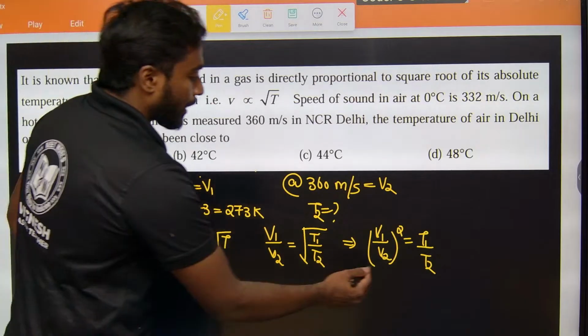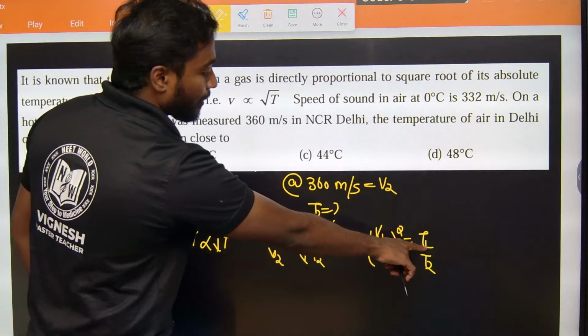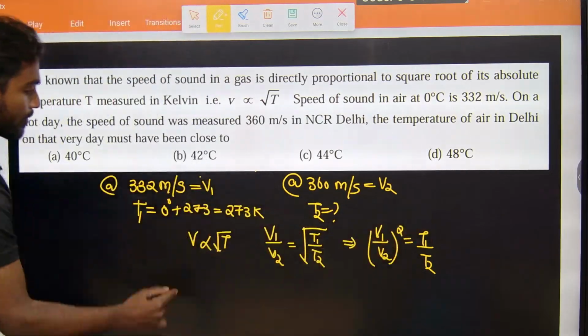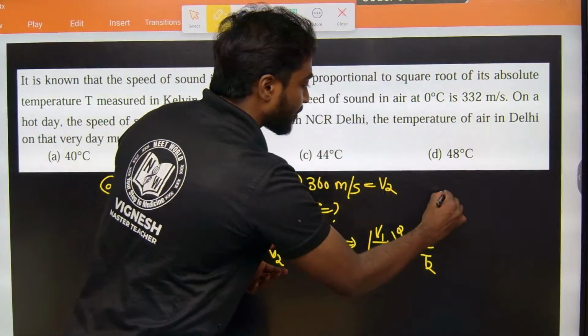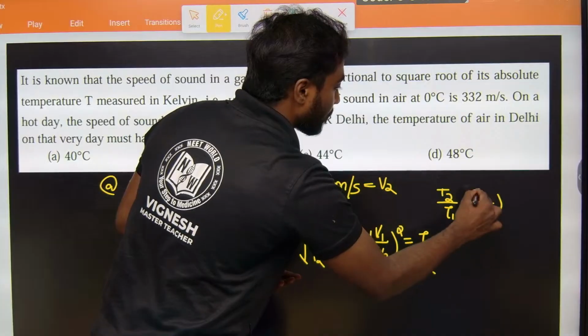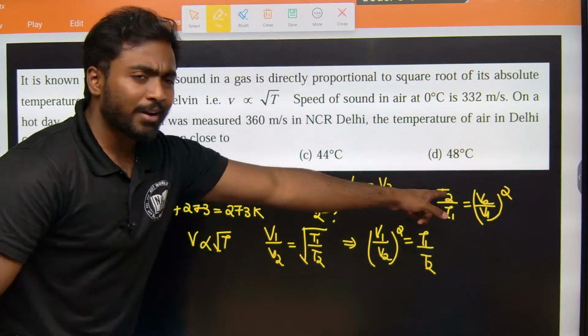Now I can find T1, T2, V1, V2. So I can flip this, I mean I can rearrange this. T2 by T1 is equal to V2 by V1 the whole square. So I need to find T2, that's it.